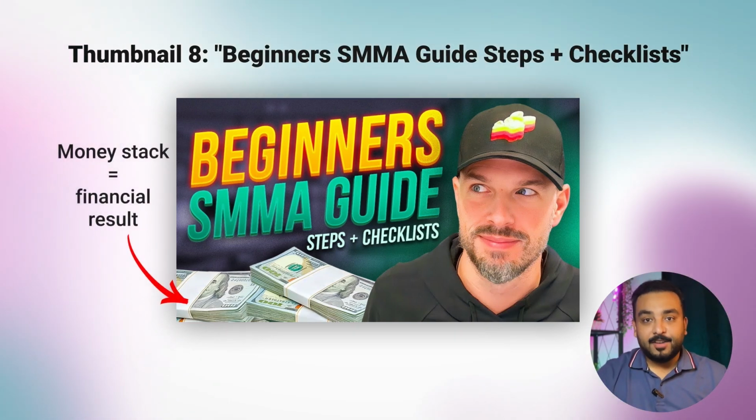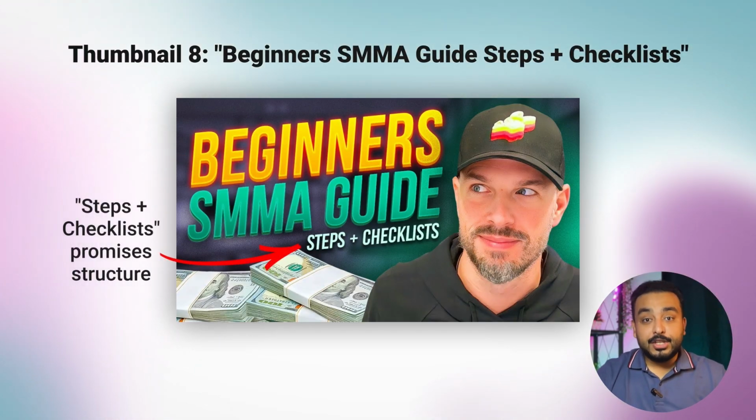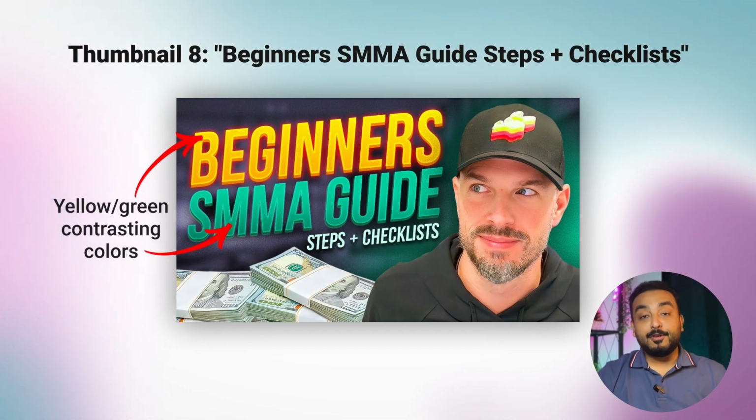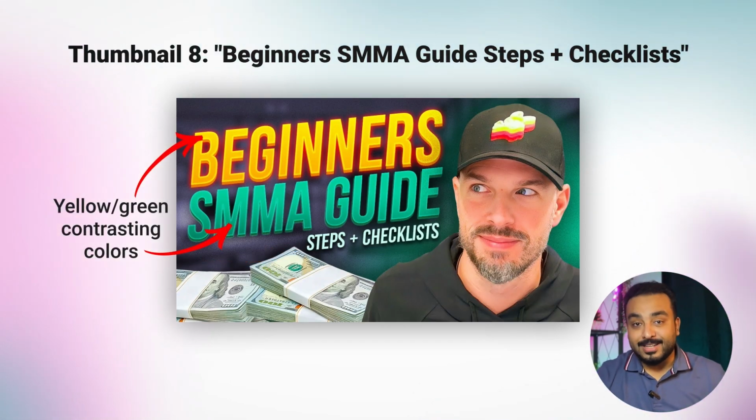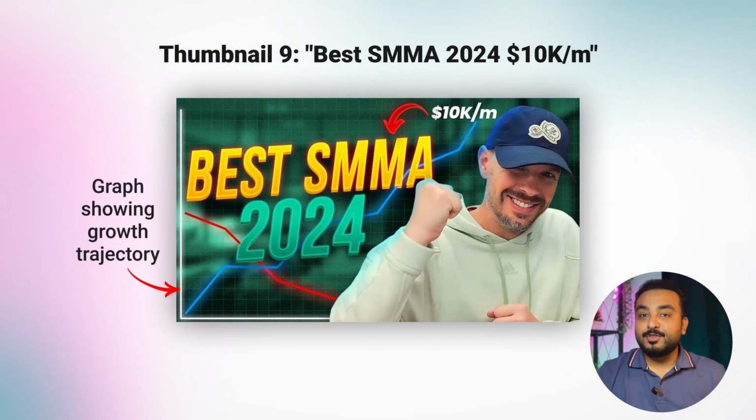We've put the money stack to show the financial result, and we've shown that it targets beginners as the target audience. And then it shows steps plus checklist, which actually promises a structure in the entire video. And then finally, we've used yellow and green contrasting colors to make the whole thumbnail come alive. And here's the next one.